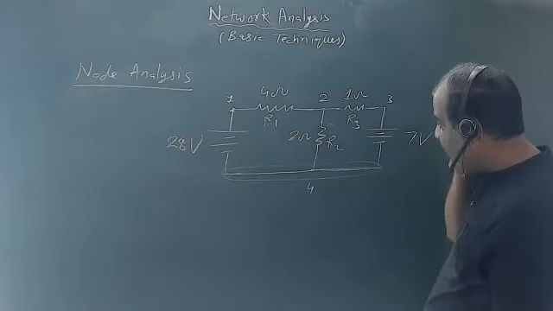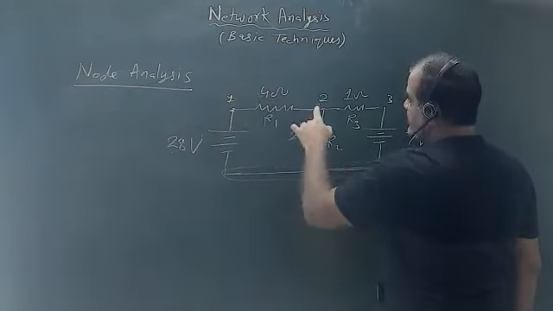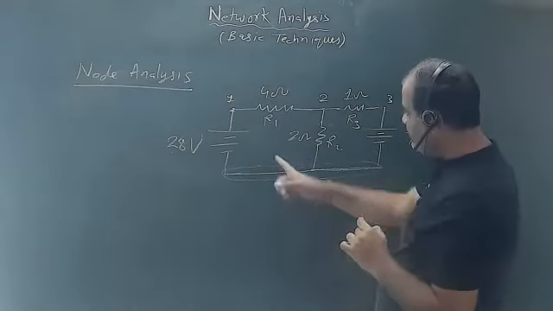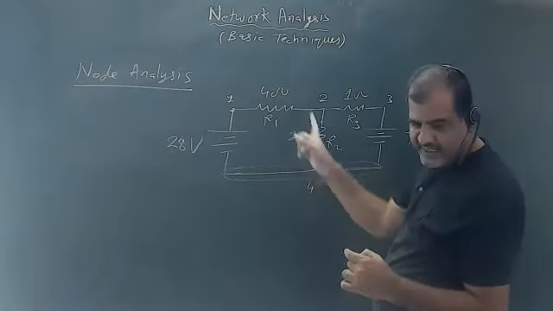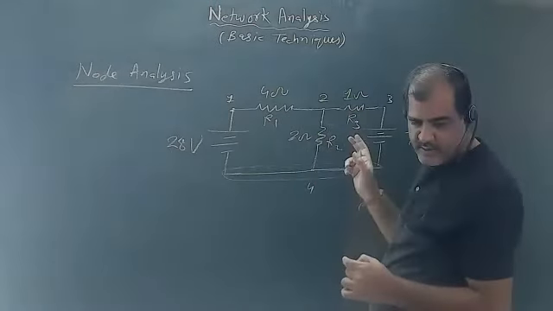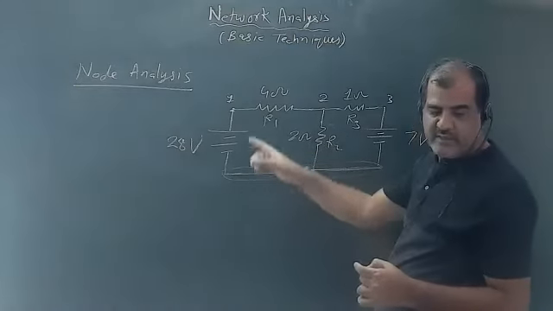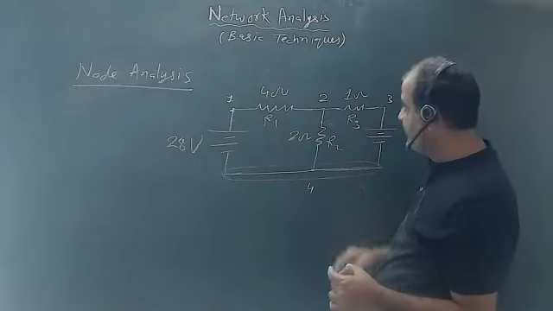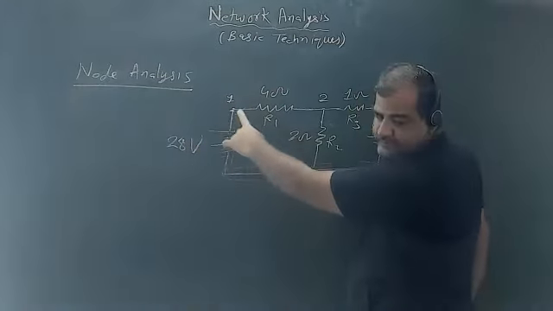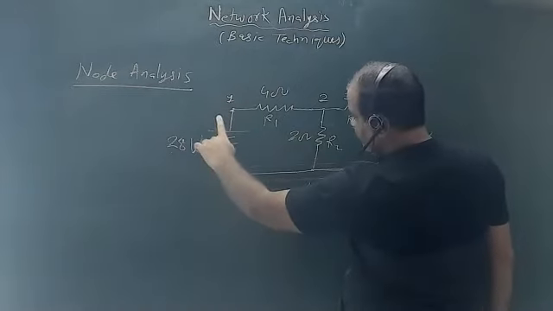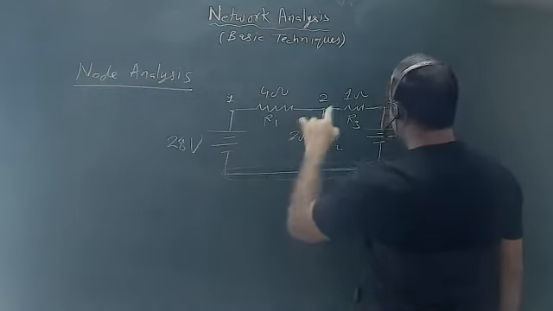So what do we do in node analysis? We try to calculate values at nodes. This is also a 2 loop circuit. So if I write KVL, I can write 2 equations. But what is the advantage of nodal analysis? With only 1 equation you can solve this circuit. So how? This is node 1. This voltage we already know. There are four nodes, 1, 2, 3, 4.